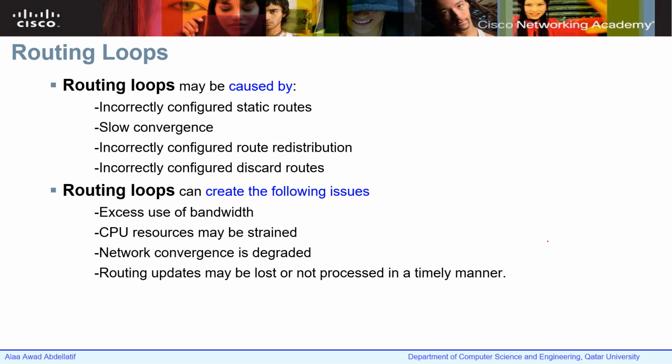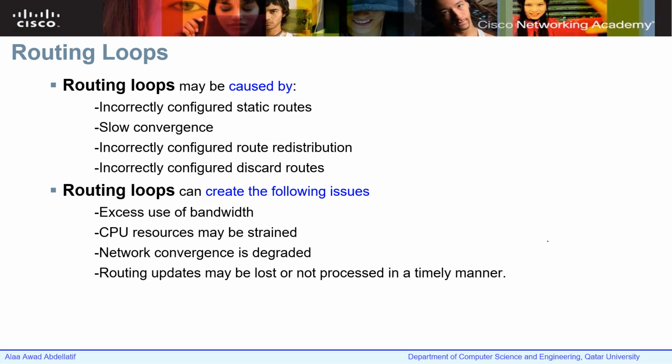The main one is slow convergence, and the other is due to incorrectly adding new information. For example, incorrectly configure routes or incorrectly configure certain route or discard certain route. Incorrectly adding information or slow convergence.